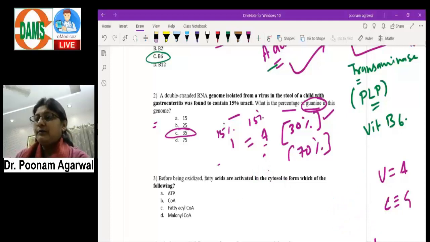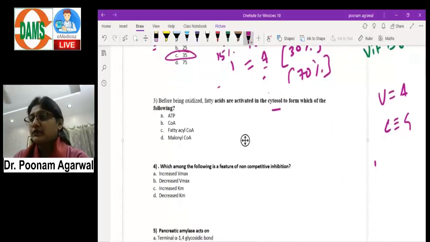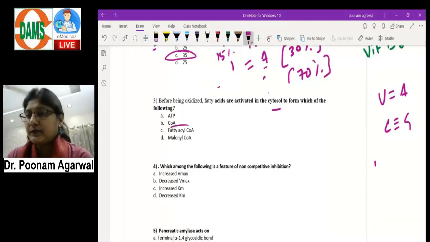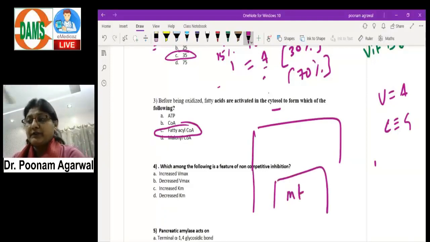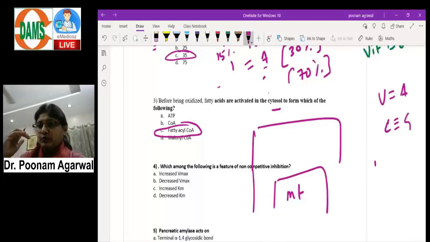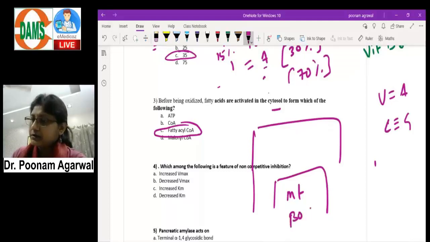Now coming to the third question, before being oxidized, fatty acids are activated in cytosol to form which of the following? The answer is going to be acyl-CoA. See, when we are talking about fatty acid beta oxidation, we all know it is a mitochondrial process. All the enzymes of beta oxidation exist in the mitochondrial matrix in a dispersed fashion. They are not making any complex, rather individual enzymes are there in a dispersed fashion. It's not like fatty acid synthesis where enzymes are present in a complex pattern, all at one huge complex that's called fatty acid synthase complex. There the enzymes are collectively present in the cytosol in the form of fatty acid synthase complex. But when we are talking about beta oxidation, all the enzymes are individual, in a dispersed fashion.